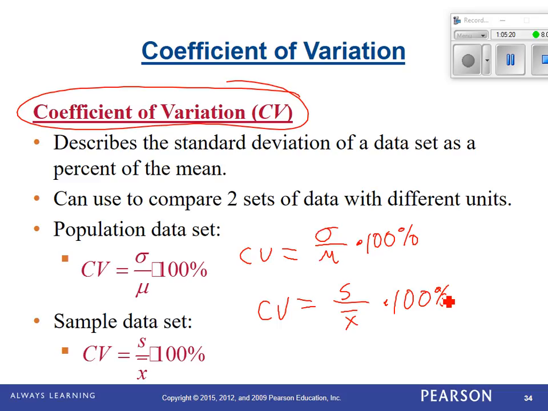What that does is sort of describe the standard deviation as a percentage. And then you can compare males to females, like we had on that first thing. We could actually compare two different groups and say, okay, the females are at 40%, the males are at 30%. So we could actually compare. So those two formulas, population, sample.